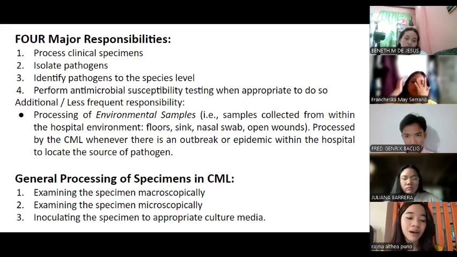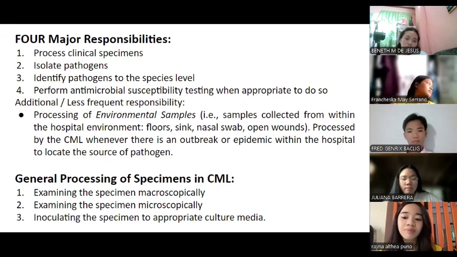Second is isolate pathogens. This means separating the harmful microorganisms to study them more closely. And third is identify pathogens to the species level. Once na-isolate na siya, the lab works to identify the pathogens down to the species level. This precise identification is crucial for determining the right treatment and management of infections.